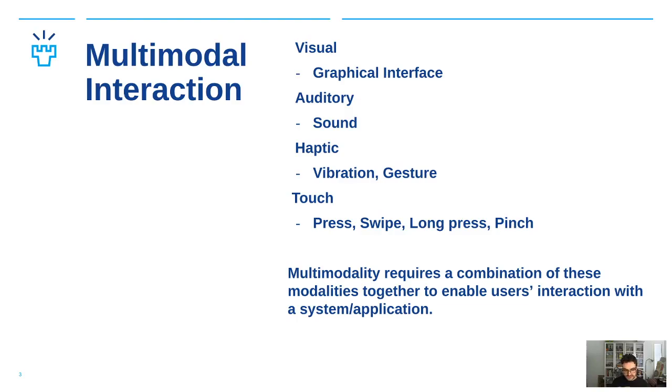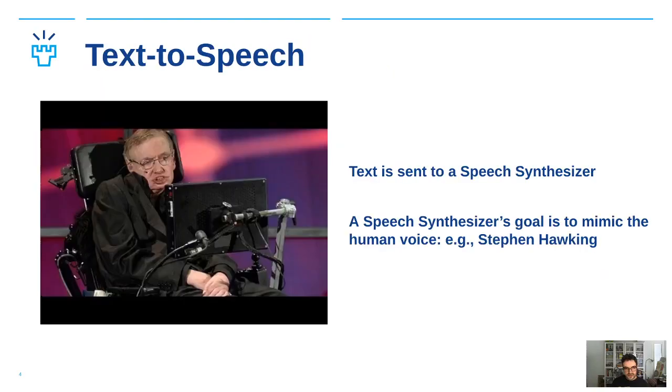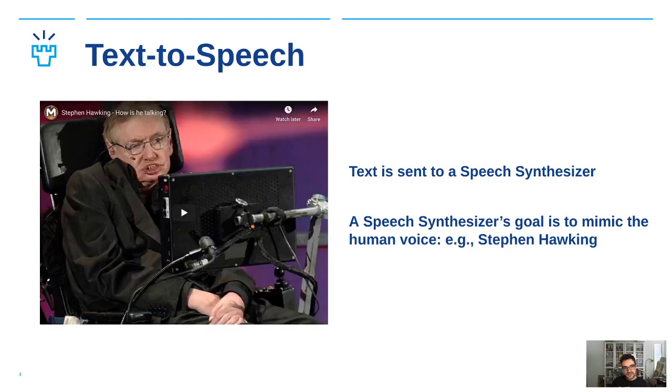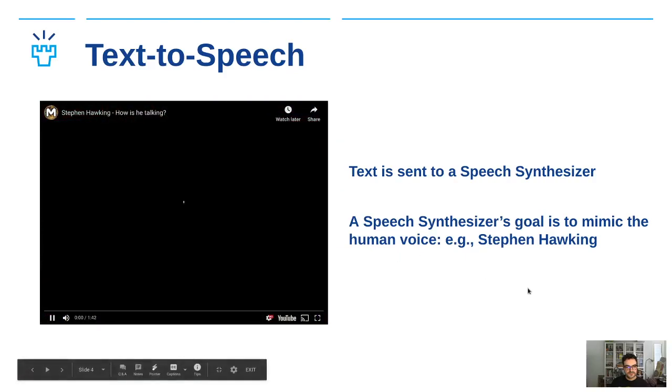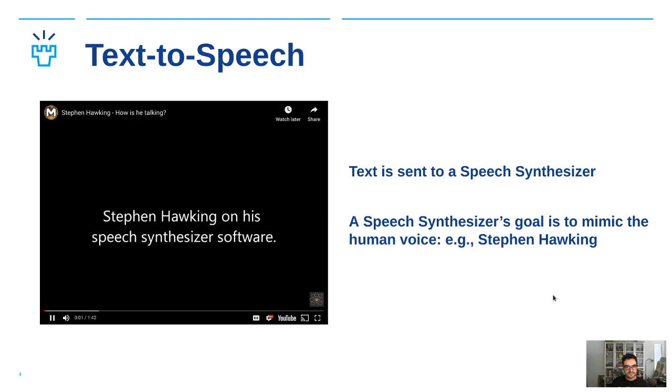So let's start going through some of these. For example, one case you could think about is text to speech. We are using the auditory modality here. The text is sent to a speech synthesizer, and the speech synthesizer will try to mimic the human voice. An example of that is Stephen Hawking. There's a small video here of how this actually worked for him.